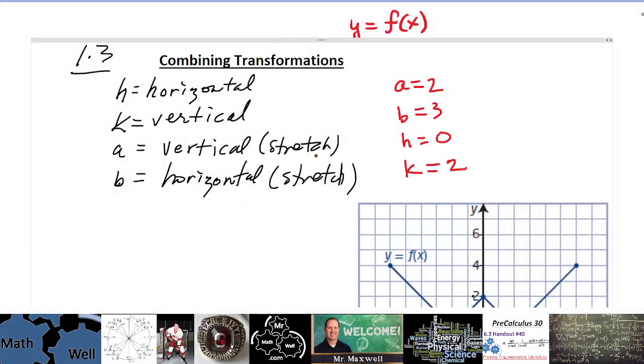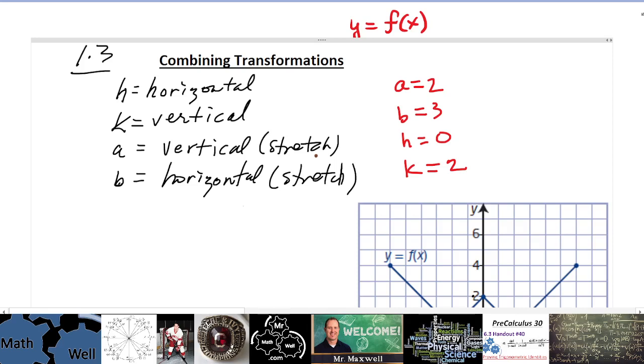All right, 1.3, we're combining transformations here. So we've talked a lot about translations. Remember, translations are just movements left, right, or up and down. And the translations do not involve any kind of stretching or warping or squishing of the actual graph. It's the exact same graph, it's just moved left or right or up or down.